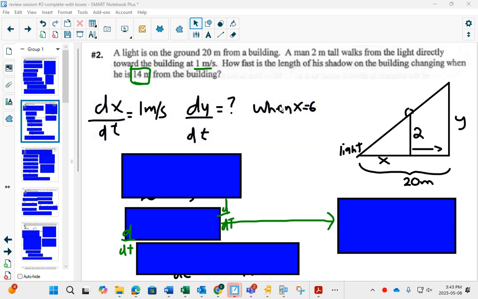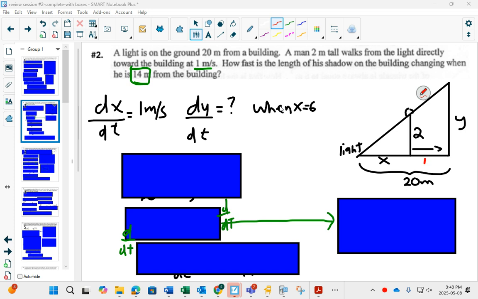So everything that can change with respect to time, we can write as a derivative, or dx/dt. We know that that is increasing at 1 meters per second, so we can write that as a positive value. dy/dt is what we're asked to find out. How fast is the length of his shadow changing? So we want to find dy/dt exactly when he is 14 meters from the building.